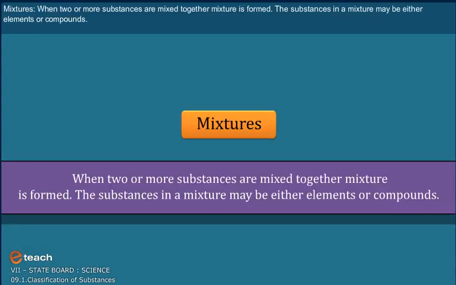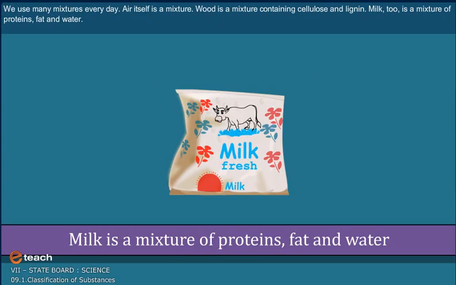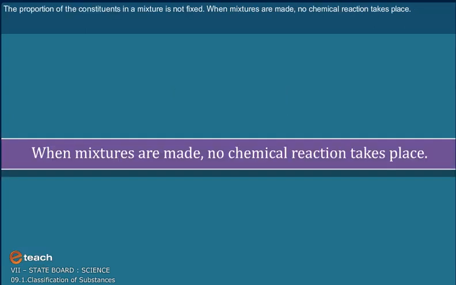Mixtures. When 2 or more substances are mixed together, a mixture is formed. The substances in a mixture may be either elements or compounds. We use many mixtures every day. Air itself is a mixture. Wood is a mixture containing cellulose and lignin. Milk, too, is a mixture of proteins, fat, and water. The proportion of the constituents in a mixture is not fixed. When mixtures are made, no chemical reaction takes place.